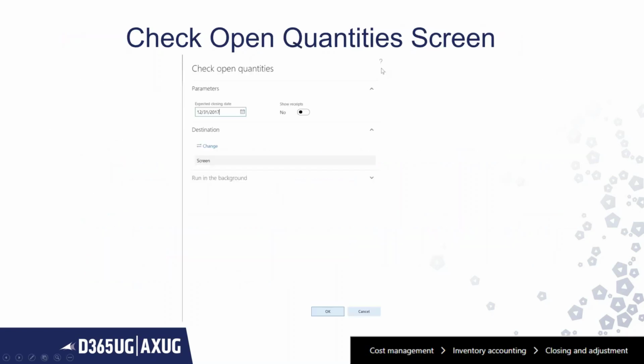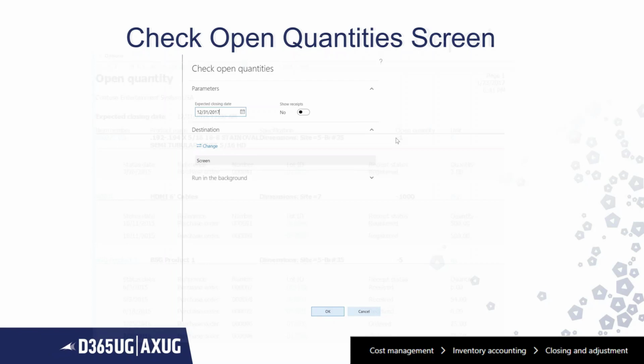Okay, so here's the check open quantity screen. I've got an expected closing date. Keep in mind, this does no transactions. What this is saying is show me everything that I'm anticipating is not going to close if I were to run a close for this date.